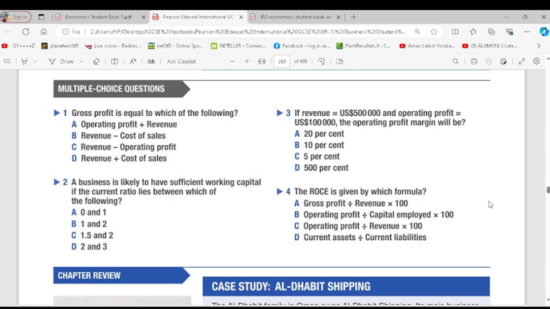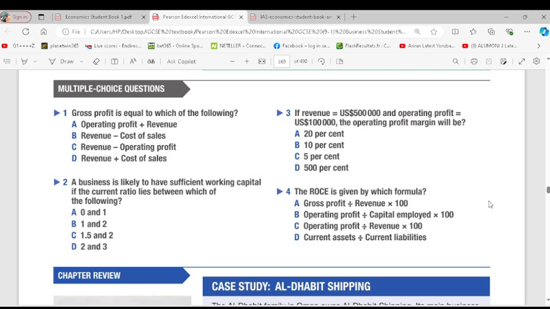So we have multiple choice, number one, for chapter 31. Ratio analysis. Question 1. Gross profit is equal to which of the following?